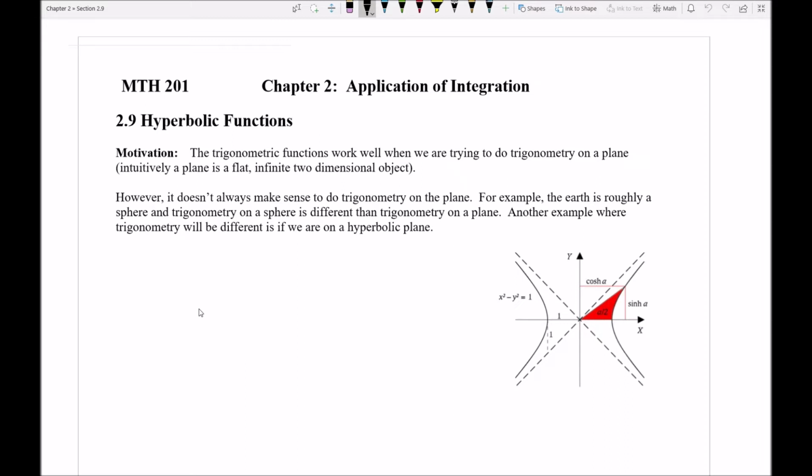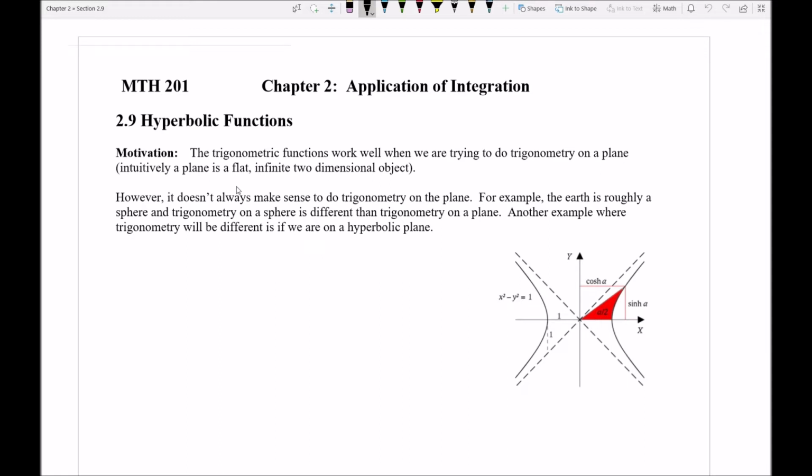So to understand a little bit more about what these functions are, let's take a look at what our regular trigonometric functions were good for. As I state here, the trigonometric functions that we already know and love, they work really well when we're trying to do trigonometry on a plane. And as I state here, intuitively, a plane is like a flat, infinite, two-dimensional object. So you can almost imagine it like a tabletop that just expands forever out in all directions. Now, that's the way that our original trig functions were defined. They were defined to work on that sort of a flat tabletop surface.